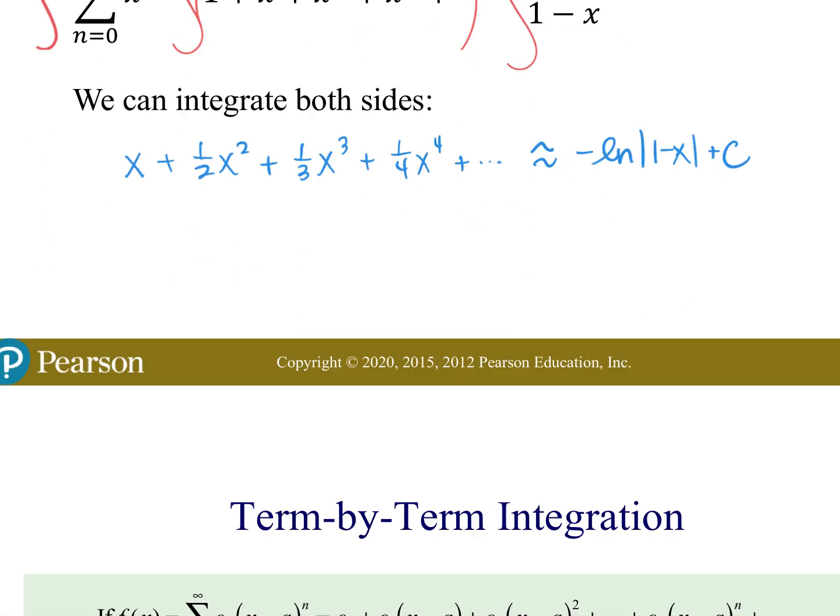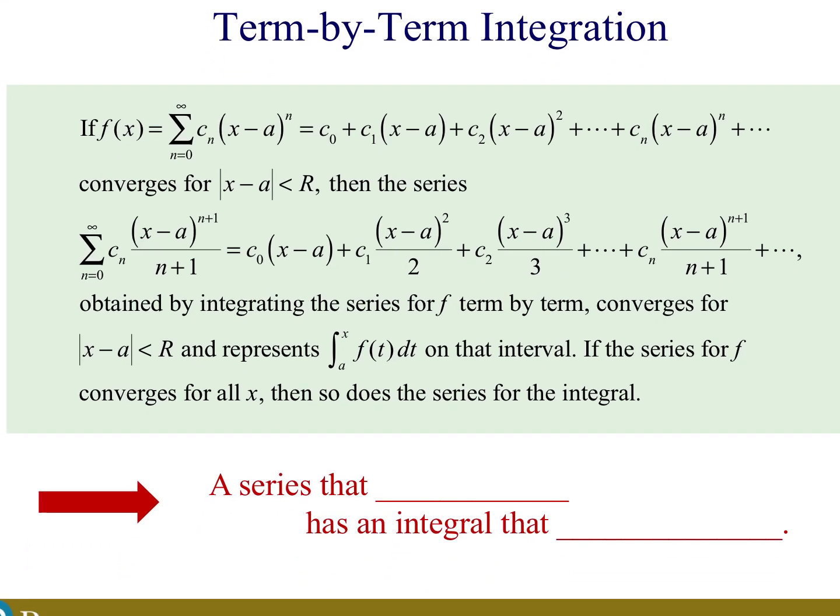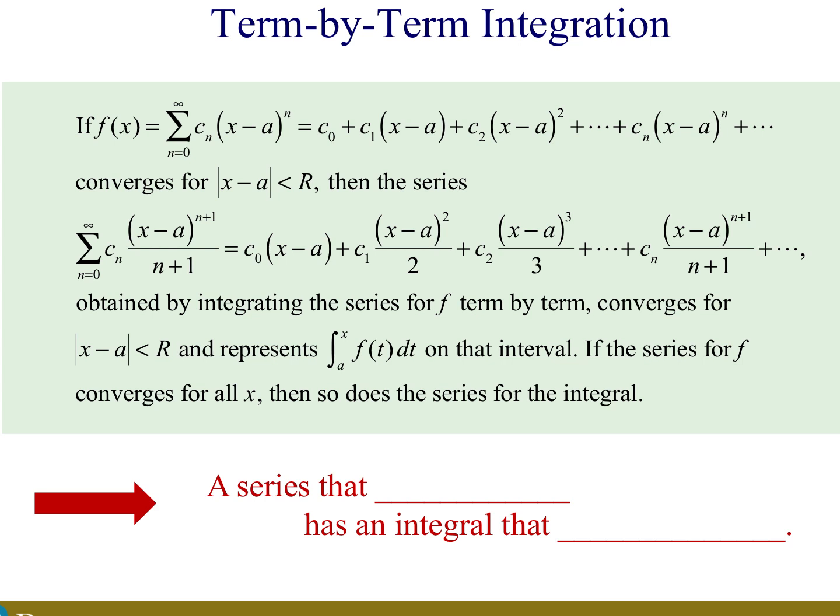All right, so the same thing applies here. A series that converges has an integral that converges. So that is also true. But once again, divergency is not a property. Just because the series diverges doesn't mean diddly squat about what the integral may or may not do.